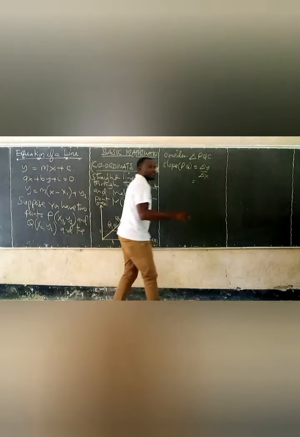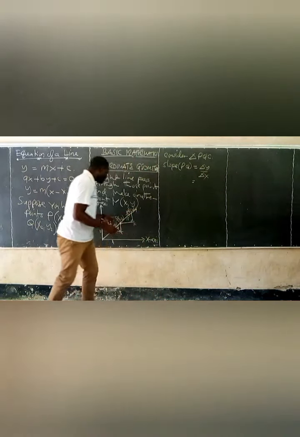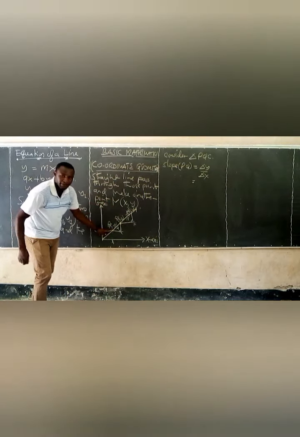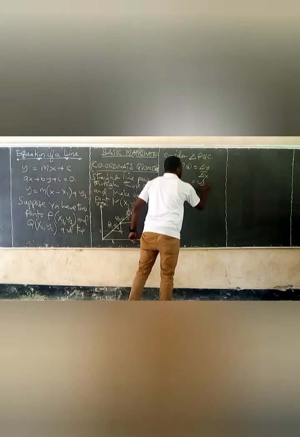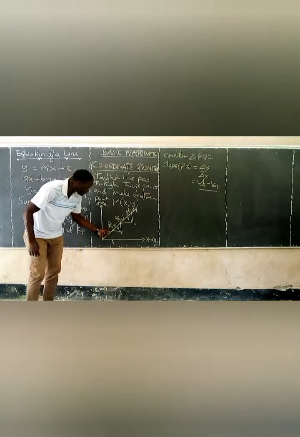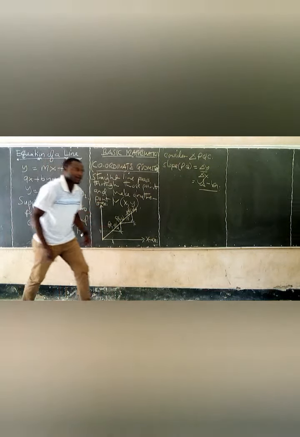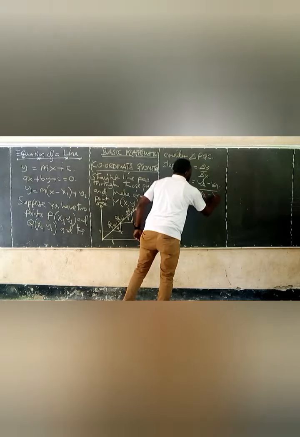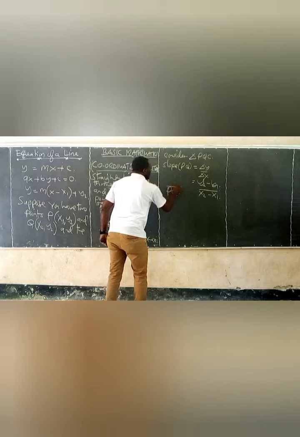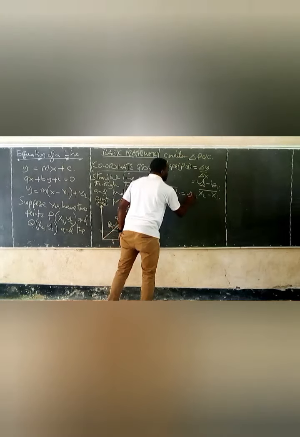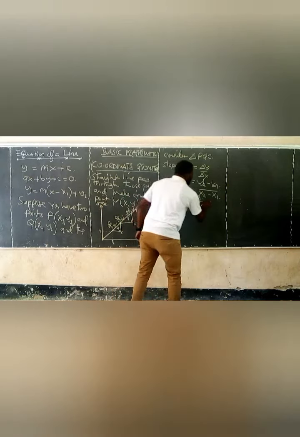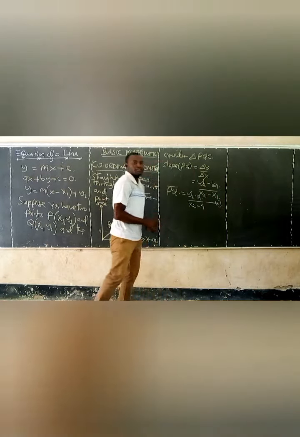When we say change of y, it means that we take y2 here to the point Q, y2 minus y1, which is the point P. So we take y2 minus y1. Then we divide by change of x. Change of x is x2 minus x1. Then the slope from P to Q is equal to y2 minus y1 over x2 minus x1. Let this be the first equation.